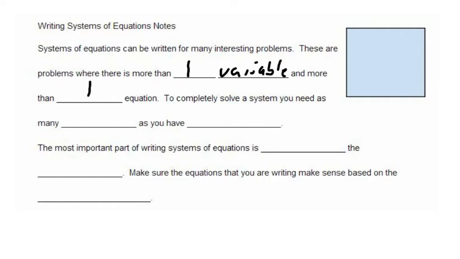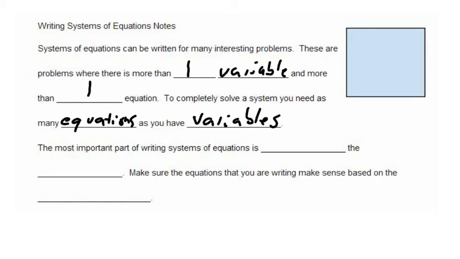To completely solve a system, you need as many equations as you have variables. Okay, for most of the problems that we're going to be looking at, you're going to have two variables and two equations, but you might see some with three variables, three equations, 4 and 4, 5 and 5, but as long as you have the same number of equations or more equations as you do variables, you should be all set.